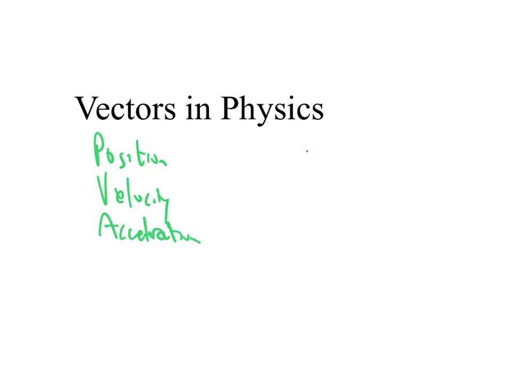But of course, there might be force vectors or momentum vectors. You've run into those in previous classes. There are also field vectors, such as electric or magnetic or gravitational fields. There's also current flow fields. There are many different kinds of vectors.